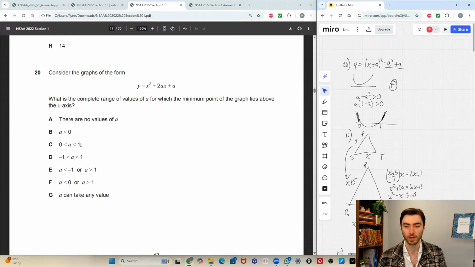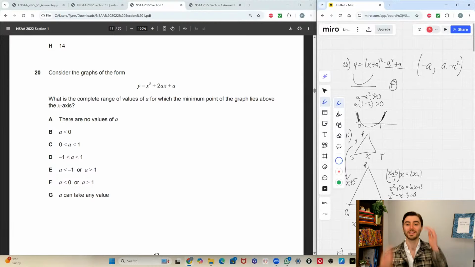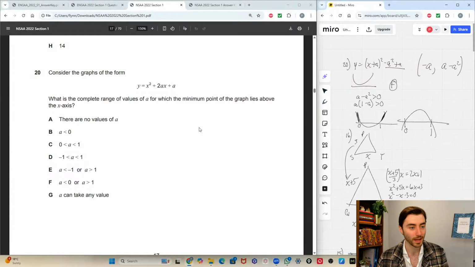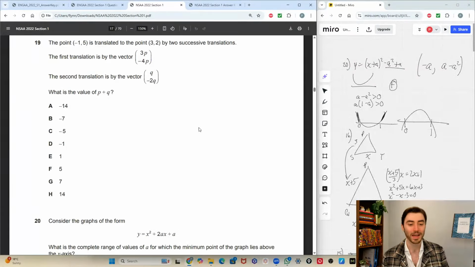Did I get the sign wrong? The minimum point lies above the x-axis. Well, the minimum point here is going to be at minus a and a minus a squared. We need that to be above the... it's a negative a squared graph. God damn it. Execution error. It's a negative a squared graph. So I did everything right apart from that. It should have been in between. That I should have got. That's annoying.